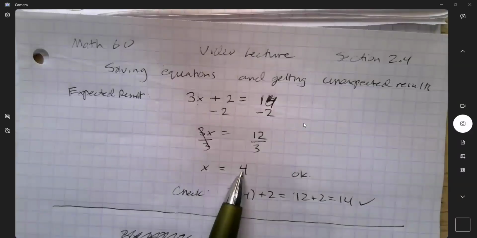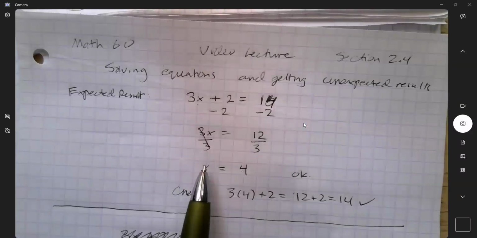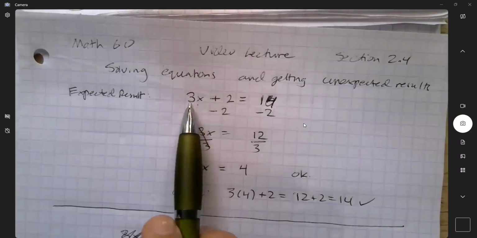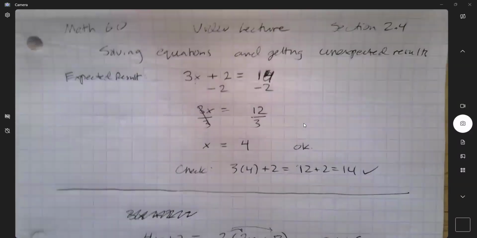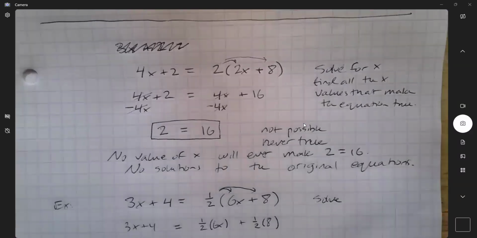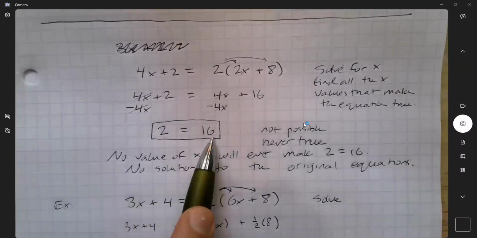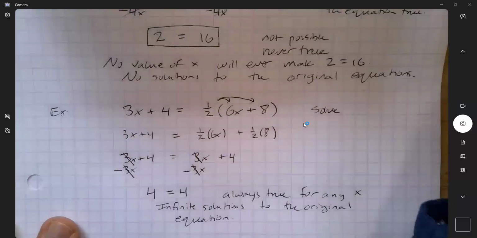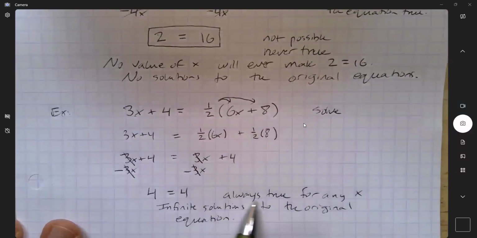So most of the time when we solve equations, we get 1, maybe 2, sometimes even 3, but a fixed small number of solutions. In the first example, x equals 4 is the only value that makes the original equation true. Every once in a while, we might find an equation where it's never going to be true, where no value of x makes it true, and so that equation has no solutions. And sometimes we get an equation where any value of x would make it true, so that there are infinite solutions. Those are equations with surprising solutions.